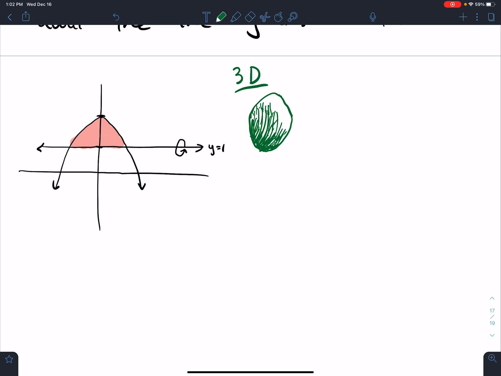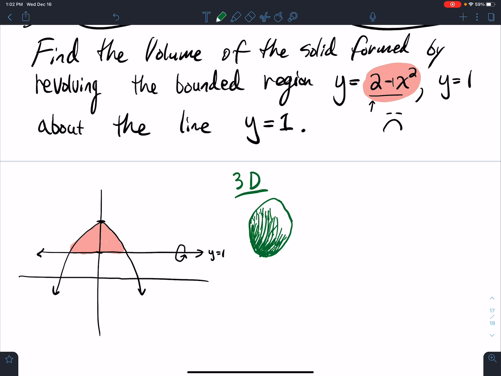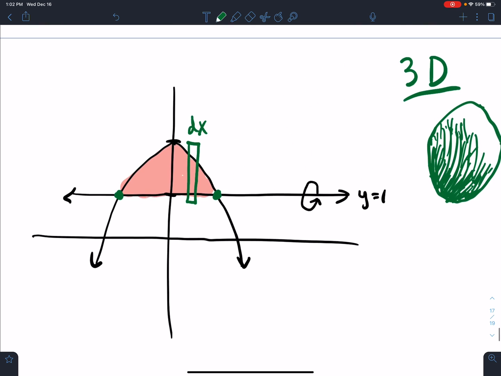Okay, so what I want to do is find that bounded region. I need to figure out the intersections, where I start, where I stop. If you're rotating about this y equal 1, what is perpendicular? Perpendicular would look like this. So that's definitely a dx slice for my rectangle. Okay.